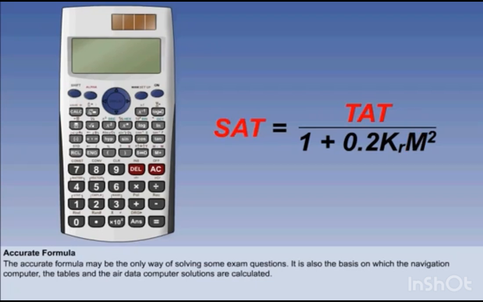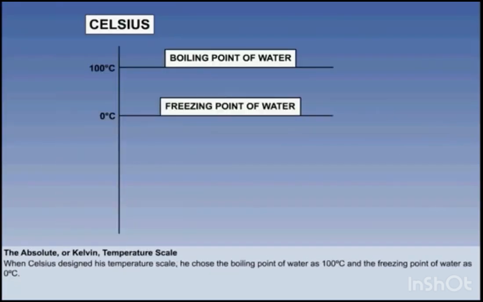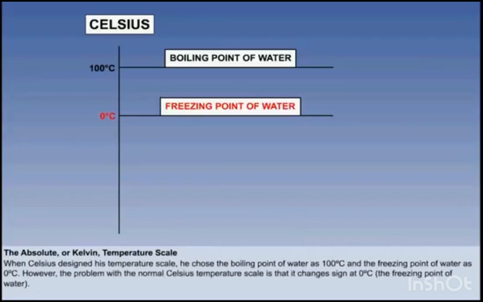Before we continue with a worked example, we need to explain that both SAT and TAT in this equation are in degrees absolute, or Kelvin. When Celsius designed his temperature scale, he chose the boiling point of water as 100 degrees Celsius and the freezing point of water as 0 degrees Celsius. This seemed reasonable, given the state of physics at the time. However, the problem with the normal Celsius temperature scale is that it changes sign at 0 degrees Celsius, the freezing point of water.